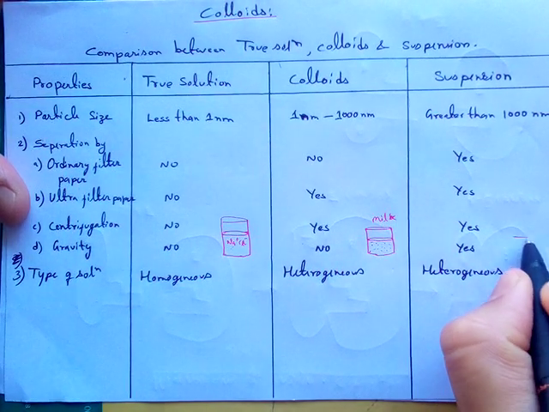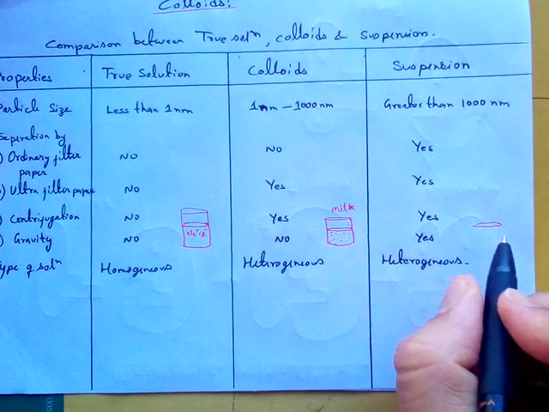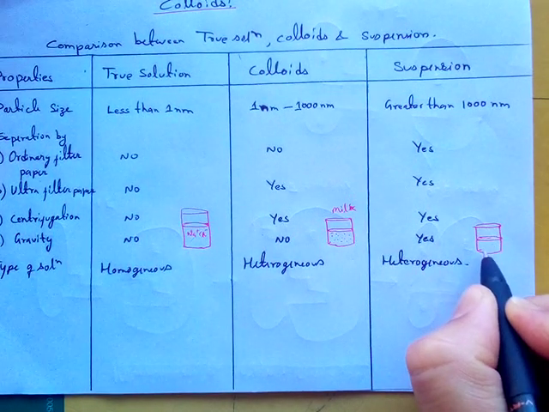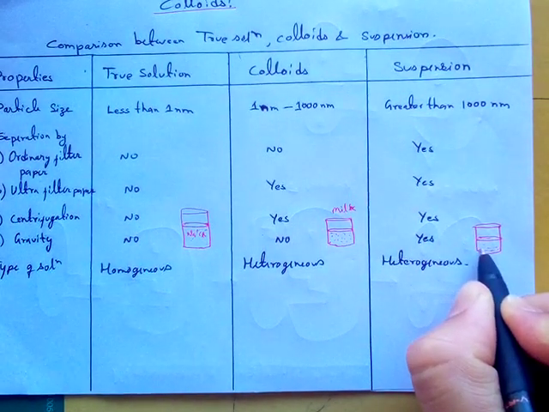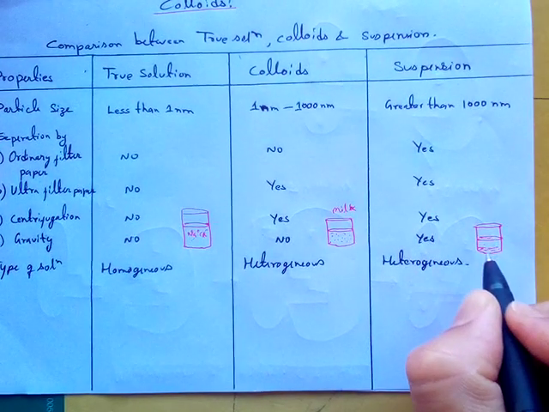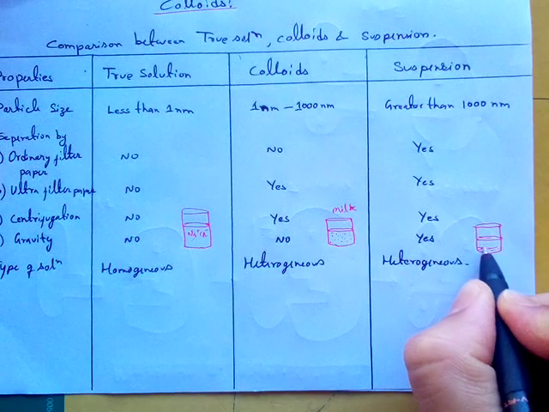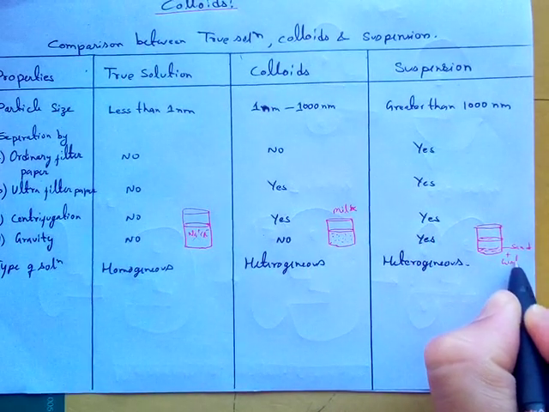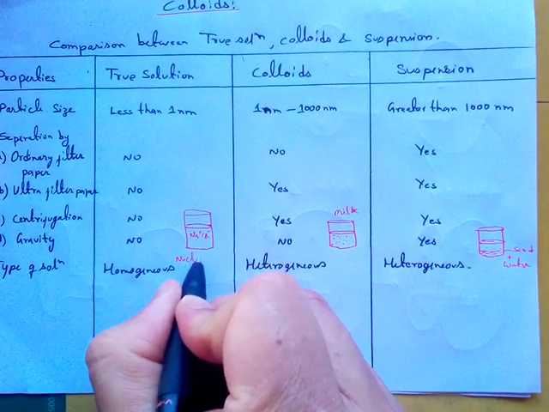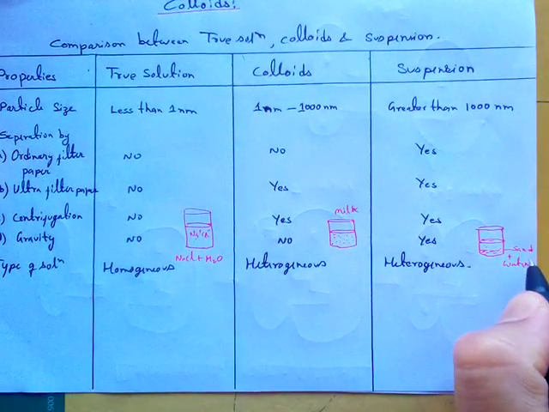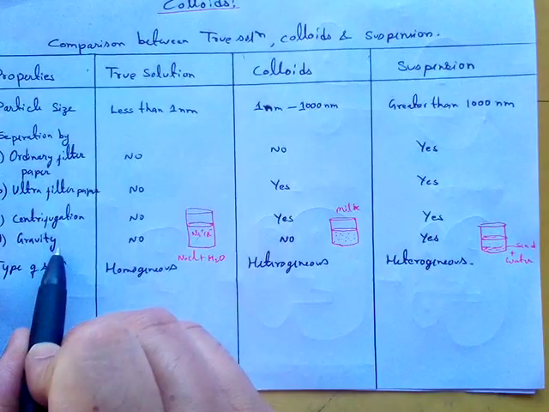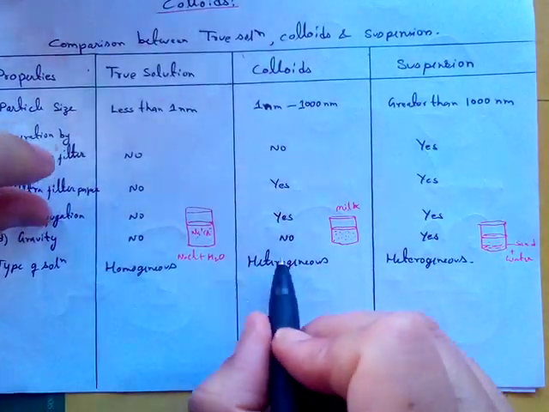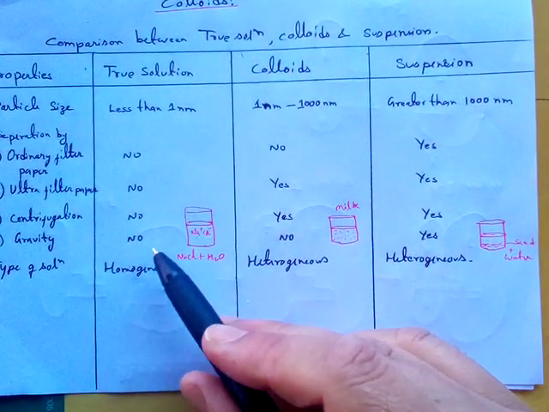Now suspension. You can take one example: sand in water. If you stir it properly and observe, after some time all the sand particles will settle at the bottom. Sand plus water, whereas NaCl plus water does not. So sand particles settle under gravity. The gravity separation is possible: suspension can be separated with the help of gravity. But colloidal solution, no, and true solution also, no.